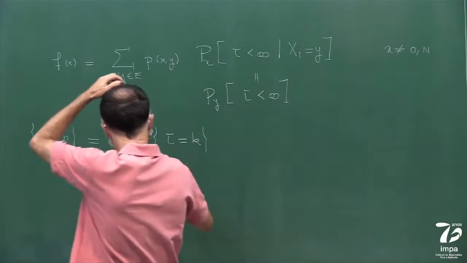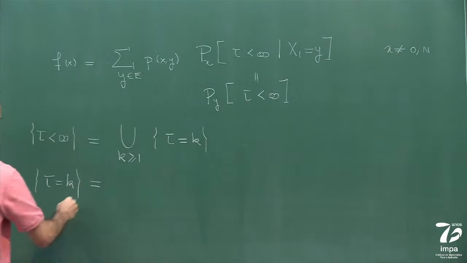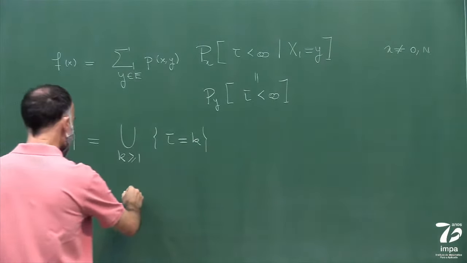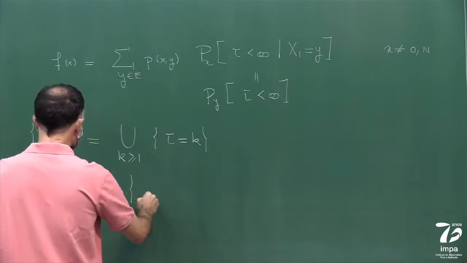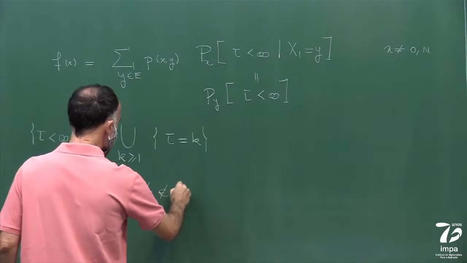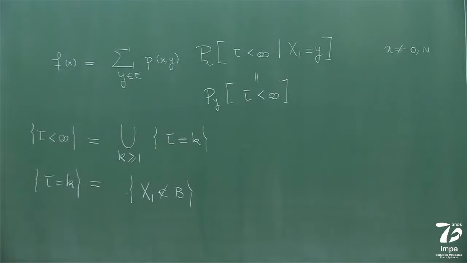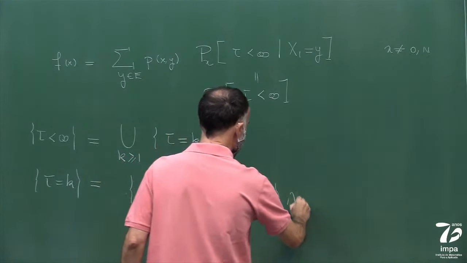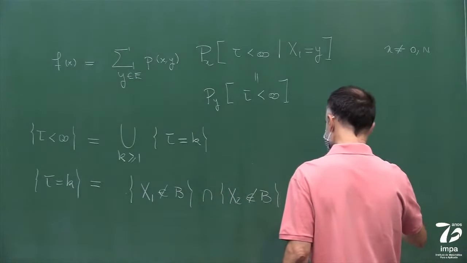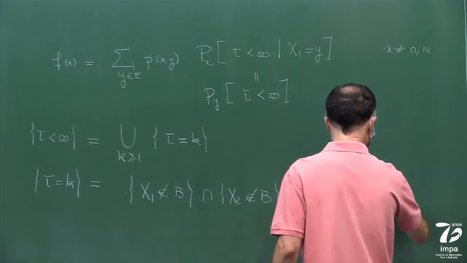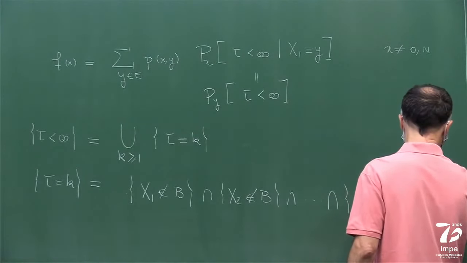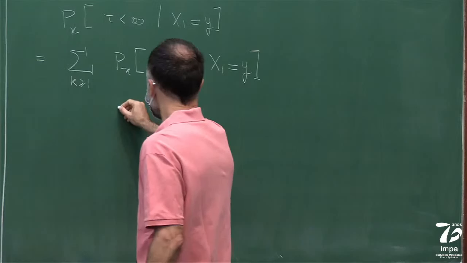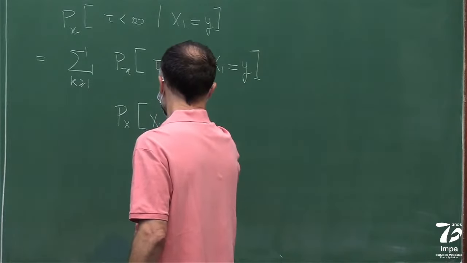So now what is tau equal to k? So the first time you visit the set B, it's at time k. So this is exactly equal to the fact that X_1 does not belong to B. So remember B is {0, n}. Then X_2 does not belong to B, intersection, up to X_{k-1} does not belong to B, intersection X_k belongs to B. Okay, so this is obvious. And so I can write now that this is X_1 does not belong to B.